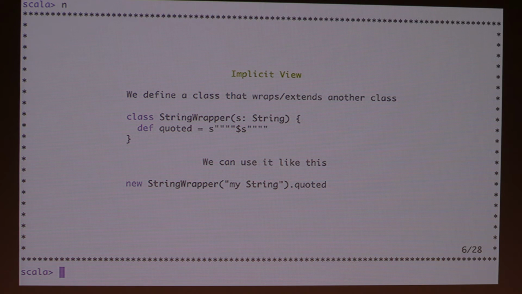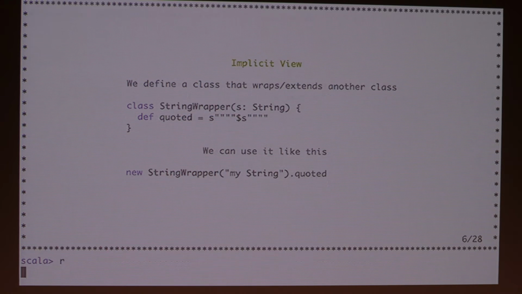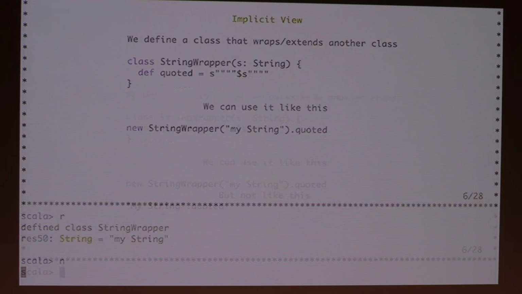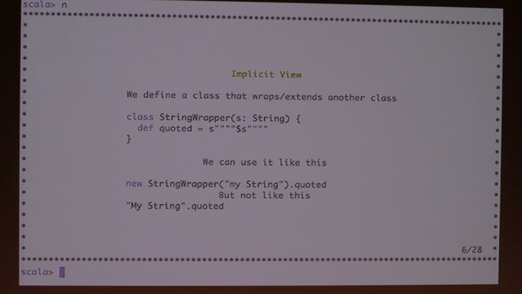Okay, so this leads to another subject, because what we actually just saw was an implicit view already. Let's start at the beginning here. So if we define a simple wrapper class, string wrapper, which will take a single argument and will give us an extra method here, which will just put quotes around the string. So we can call it like we would expect. We call the constructor with myString, and now we can call this quoted thing. But wouldn't it be nice if we can just call it like this? So call .quoted on the string directly.